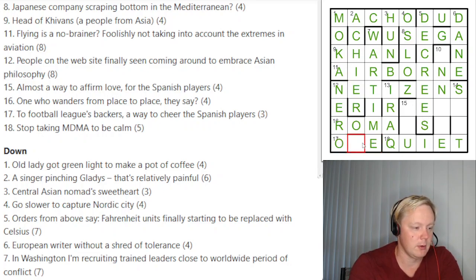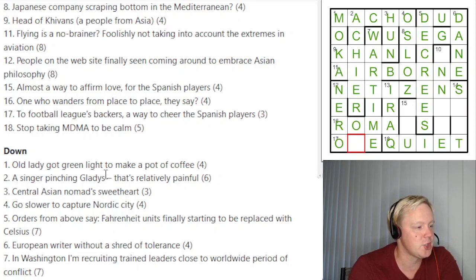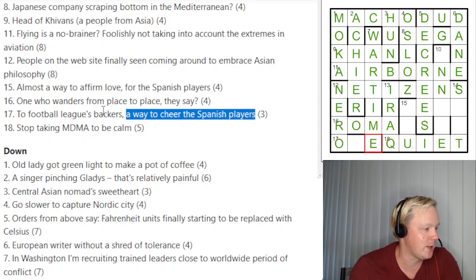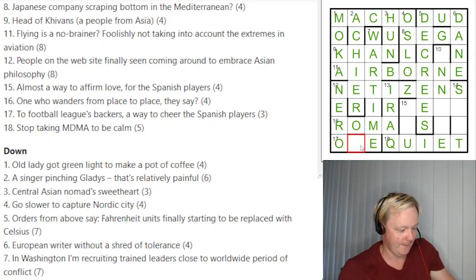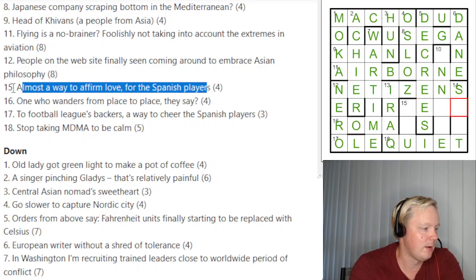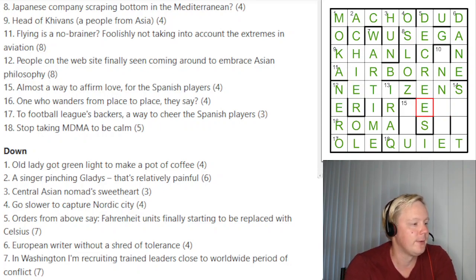Now, maybe we should do this because this only needs one more letter, 17 across. To Football League's backers, a way to cheer the Spanish players. So, a backer can mean the backing letter. Since it's a plural, it could be this L and this E and maybe this O as well. OLE would fit here. And ole is a word, a way to cheer the Spanish players. If you chant Olé, you are cheering, maybe cheering the Spanish players. So Olé is there, and then 15 across has the same Spanish players actually. So let's read that. We have this E here for 15 across. Almost a way to affirm love for the Spanish players.